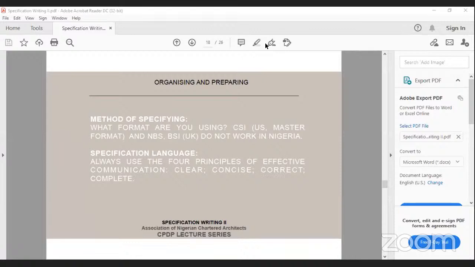So you also want to know the method of specification. What method are you using? Let me give you an example. In the first lecture we had a few months ago, we talked about the different types of specification. If your style of specification is performance-based, that means you are talking about what you want that material to achieve for your space.